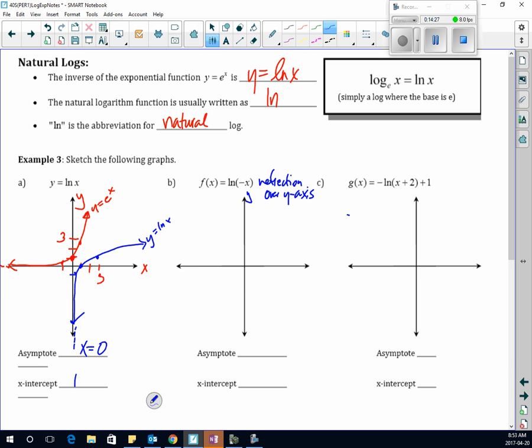Okay, so let's do that. So 1, 2, 3, 1, 2, 3, right? It has to go through, again, 1, 0. At 2.71, it's a height of 1. At -1, it's, say, there. Oh, I'm a little bit off. I'll try that again.